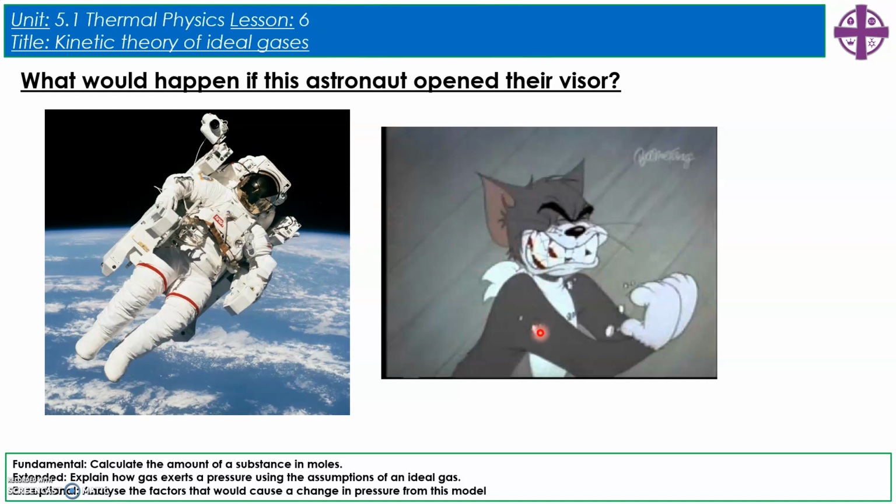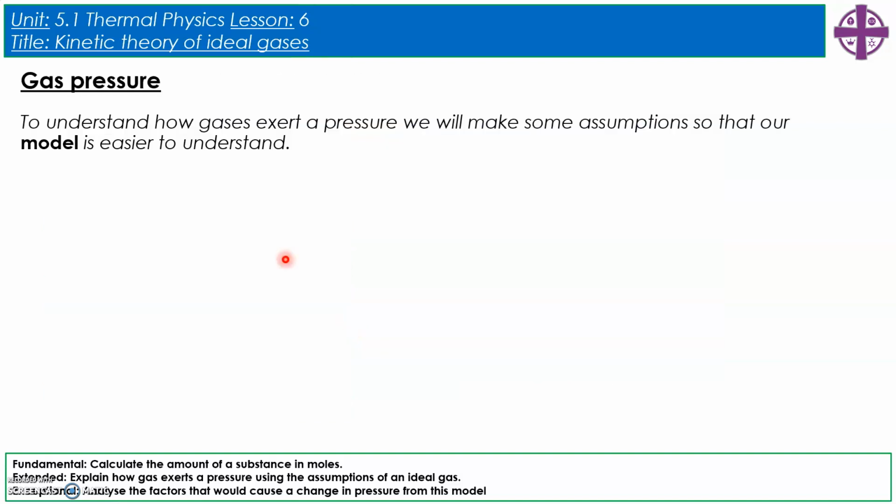So the gas would just come up through their lungs and smash through their teeth if they had their mouth closed. So that would be a pretty unfortunate position to find yourself in. But why would that happen? So let's have a think now about ideal gases and pressures and what causes pressure. Before we get to pressure, we're going to make some assumptions.